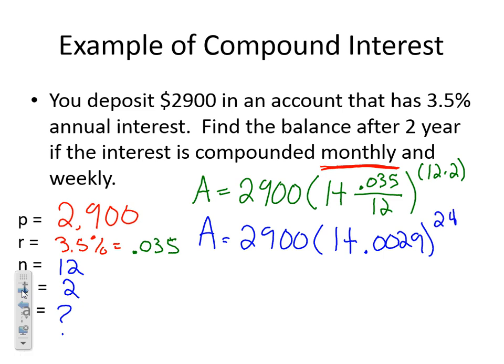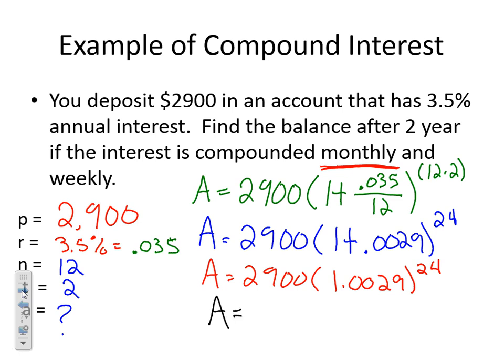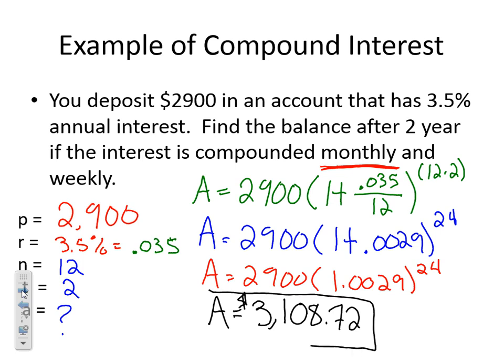Now we're just going to simplify again, so I have A equals 2,900 times 1.0029 to the 24th. Now once we get here, we want to type this into our calculator as is, okay? So we're going to type this into our calculator, and we're going to figure out that our amount at the end is going to be $3,108.72. Okay, so that's if we do it monthly. That's how much we're going to make.